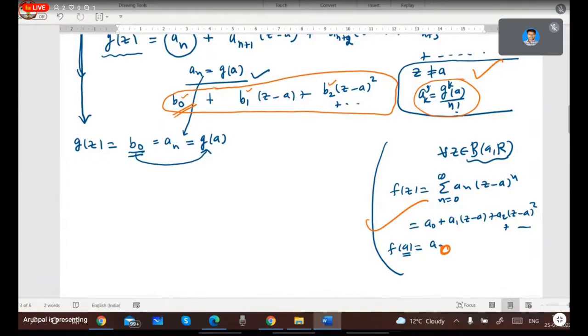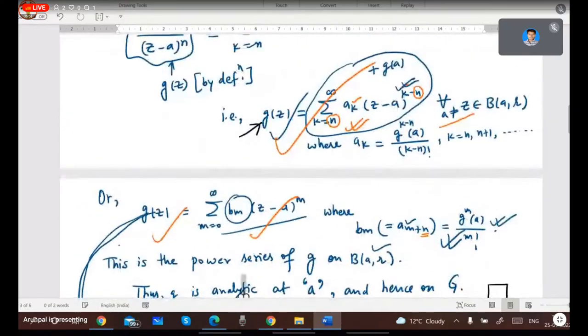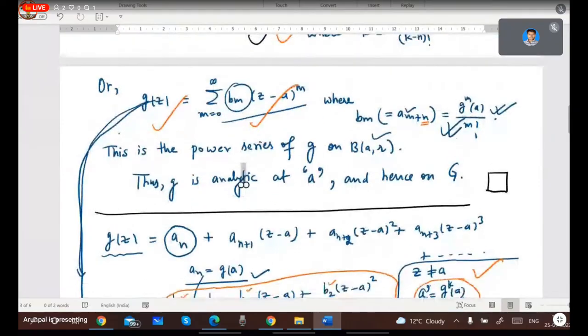Is this okay, class? Yes, sir. Yeah, so that's the purpose. Otherwise, for me, at the level at which we are doing things, here itself it is enough to declare that we have got the required power series representation of the function g on this ball. But just to make things more clear, I have taken this next step with the help of reindexing. Is this okay now?